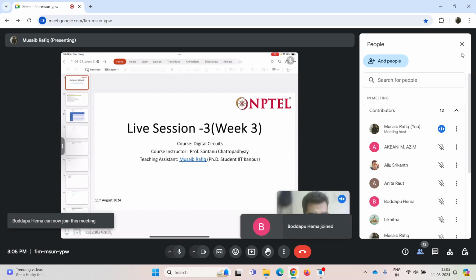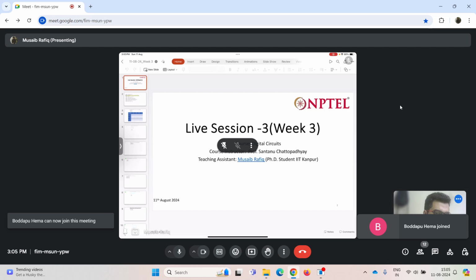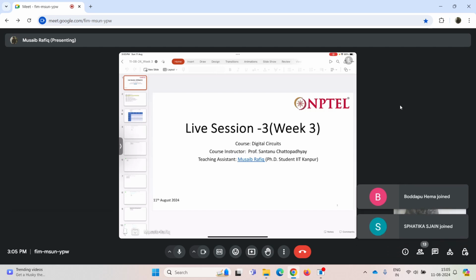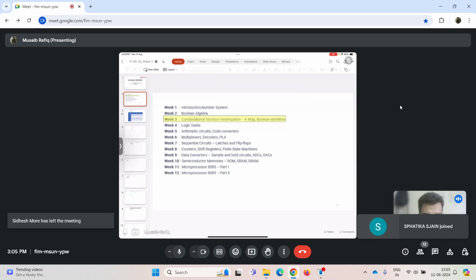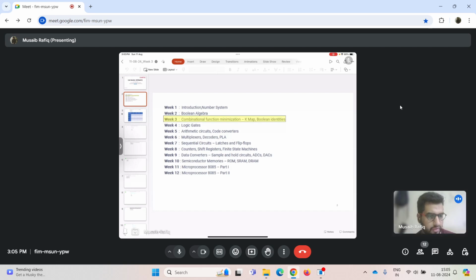So far we have covered 2 live sessions. Now we will shift our focus to live session 3. This live session will be based on the topic combinational functional minimization and K-map, where we'll be solving logic minimization, finding equivalent functions, mostly using K-maps, and also some algebraic manipulation as well. Also, I put some basic logic gates here as well, but logic gates will be extensively covered next week, that is week 4. So today our focus is on week 3 material.